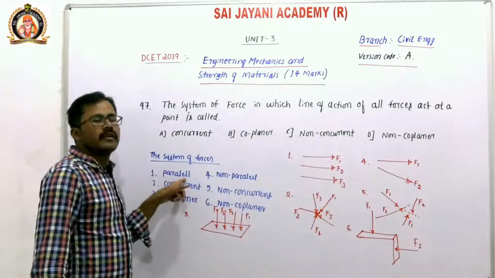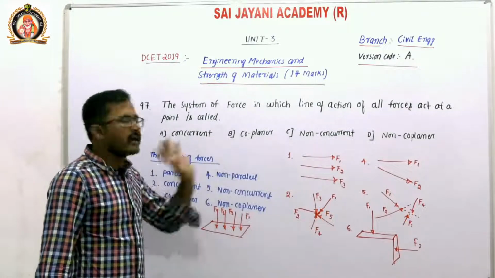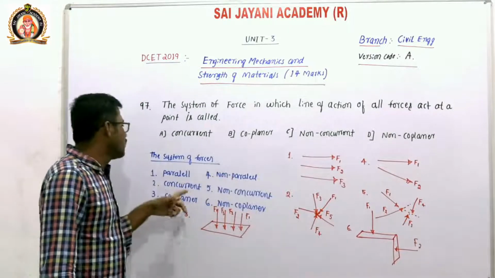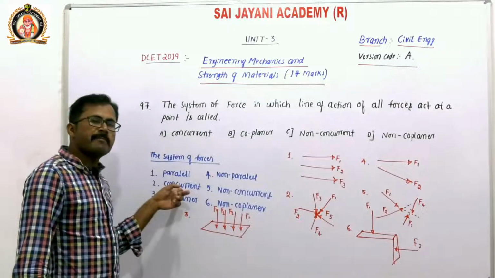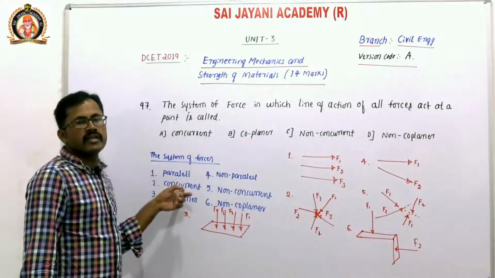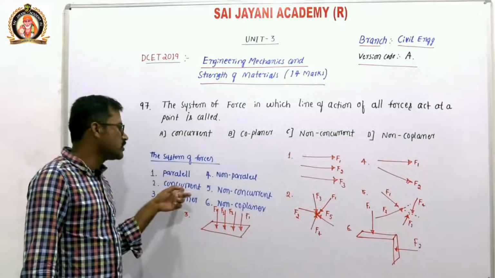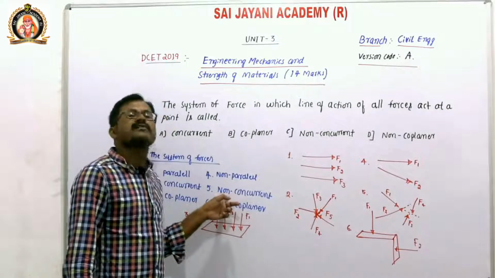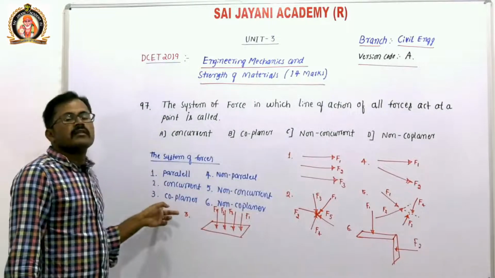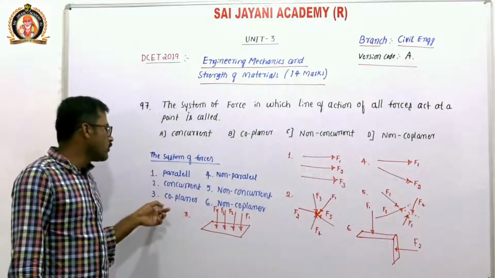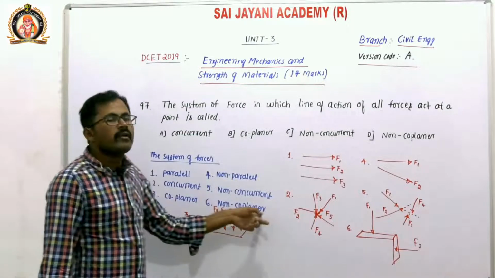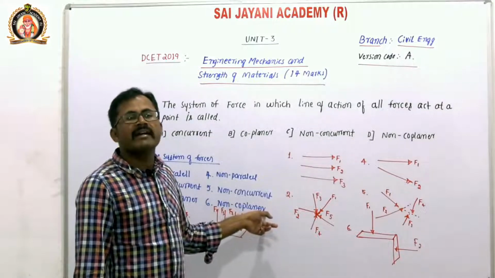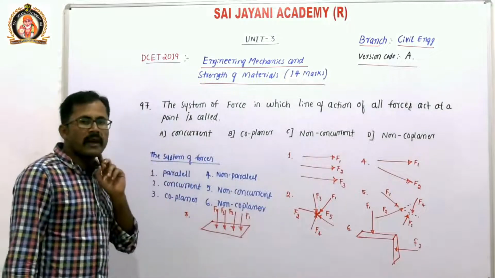So parallel forces: if two forces are parallel to each other, then they are known as parallel forces. If two forces are not parallel to each other, then they are called non-parallel forces. If all the forces act at the same point, or the line of action of all forces acts at the same point, then they are known as concurrent forces. If the lines of action of all forces do not act at the same point, then they are known as non-concurrent forces. If the forces act on the same plane, then they are known as coplanar forces. If the forces act on different planes, then they are known as non-coplanar forces.